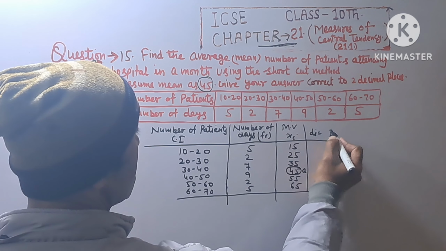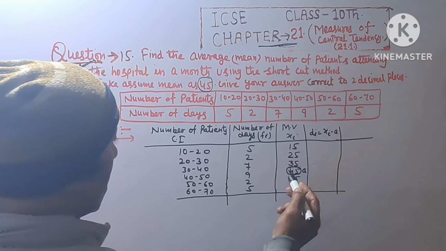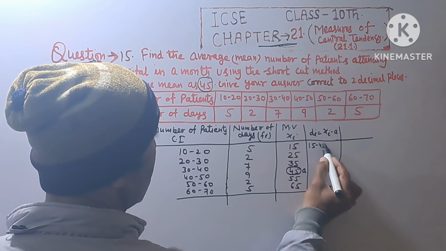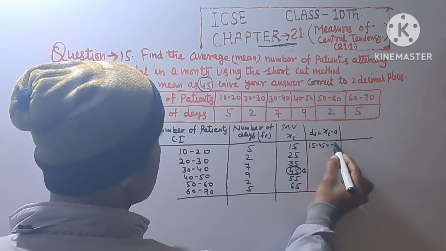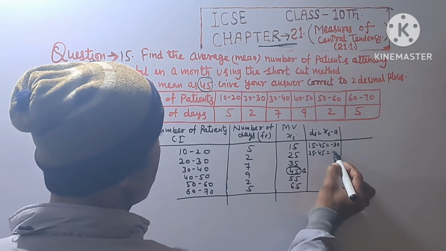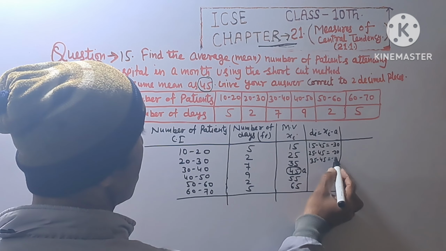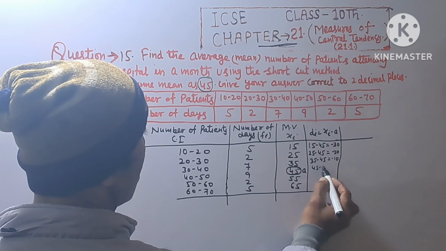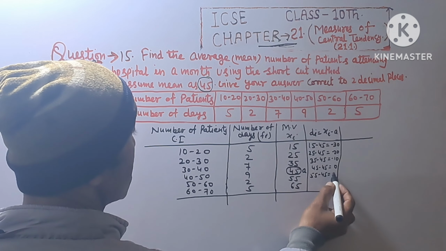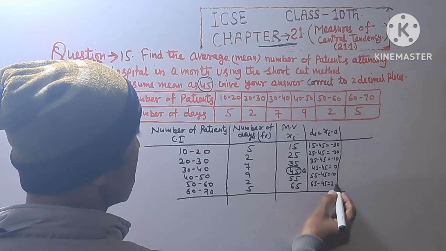So di is equal to xi minus a. 15 minus 45 equals minus 30. 25 minus 45 equals minus 20. 35 minus 45 equals minus 10. 45 minus 45 equals 0. 55 minus 45 is equal to 10. And 65 minus 45 is equal to 20.